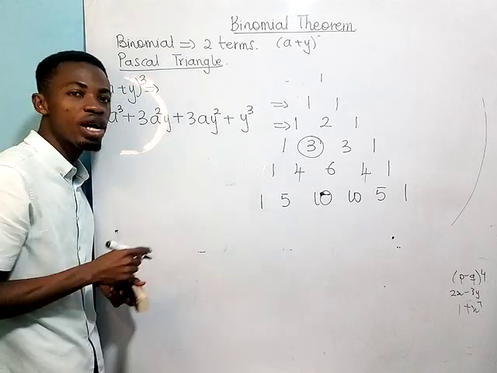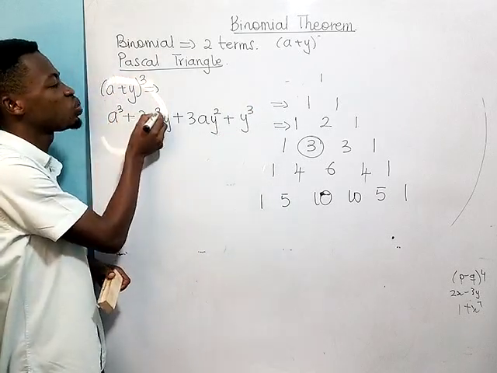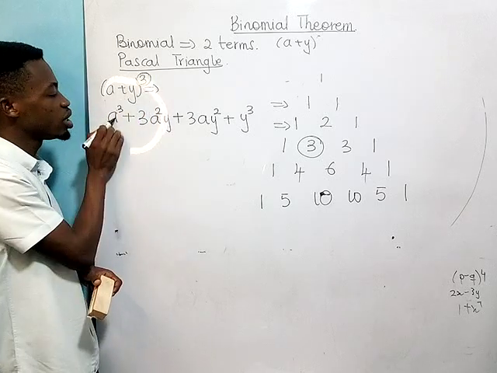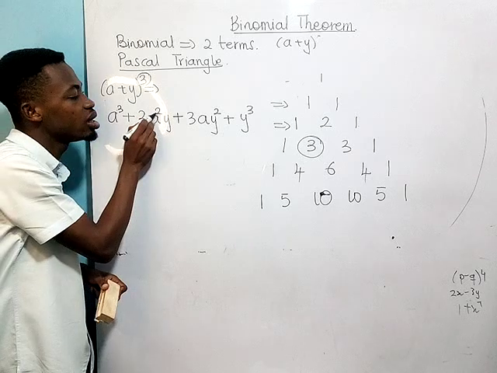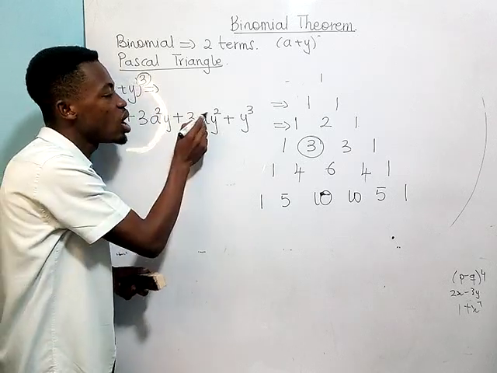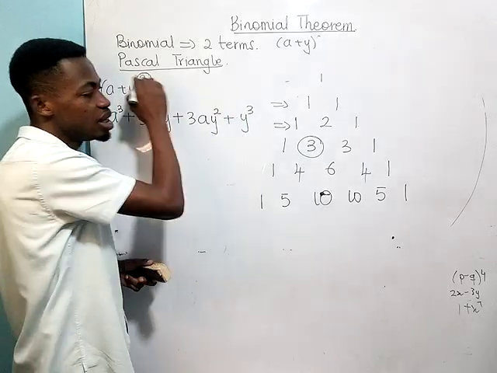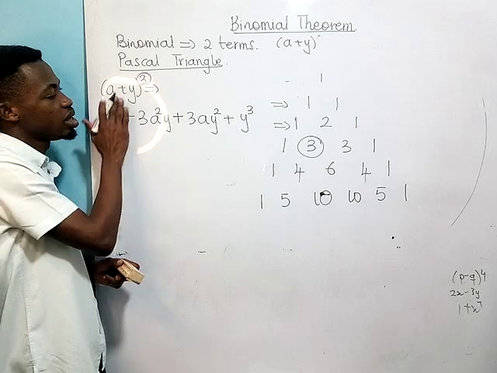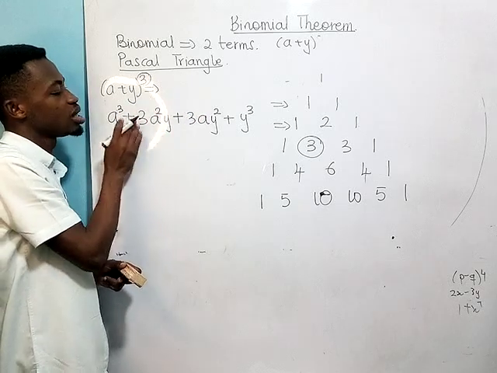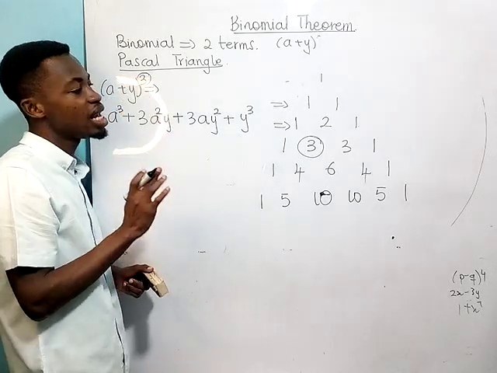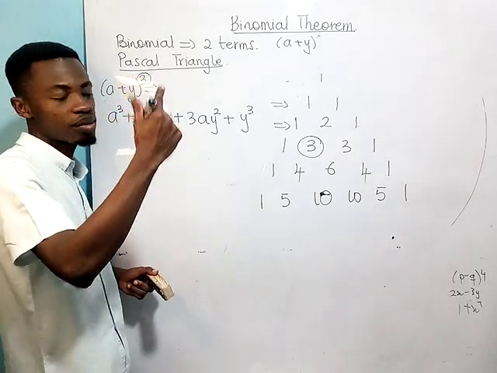So at every point in time, when the exponents are summed up, we need to obtain the power here. So for this, we have 3. Here, 2 and 1, when summed up, gives us 3. Here, 1 and 2 gives us 3. Then here, 3. So as the exponent of the first term decreases, the exponent of the second term increases. And the change is just 1.